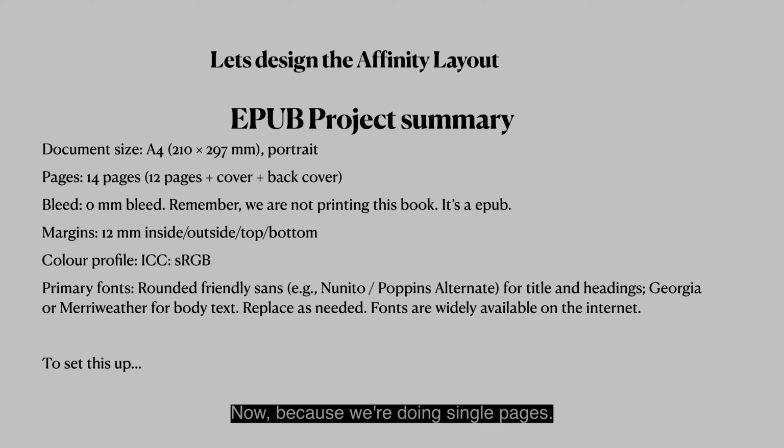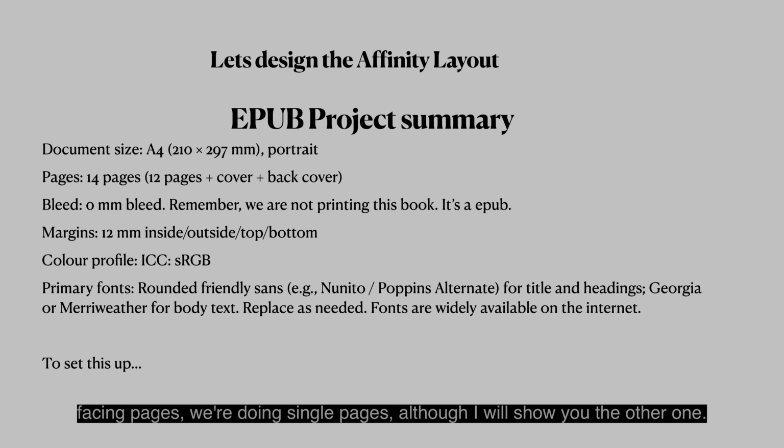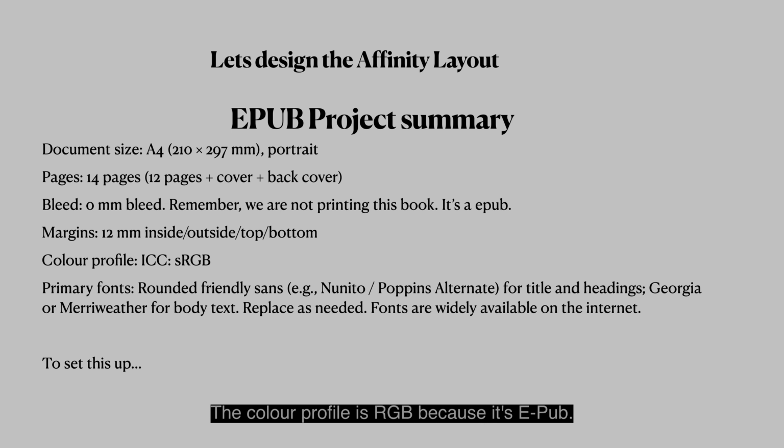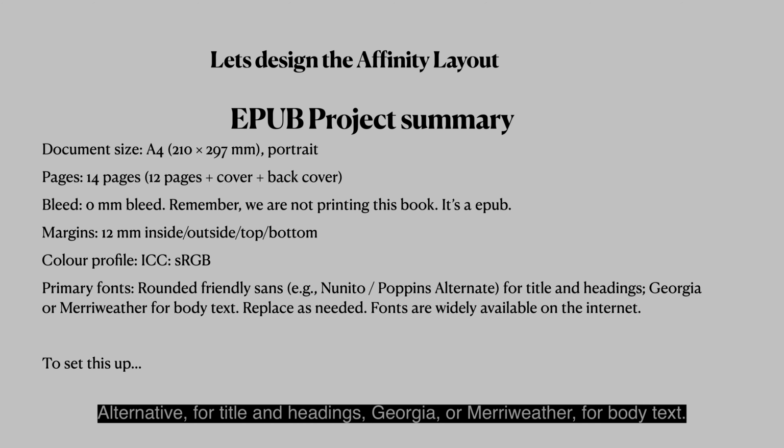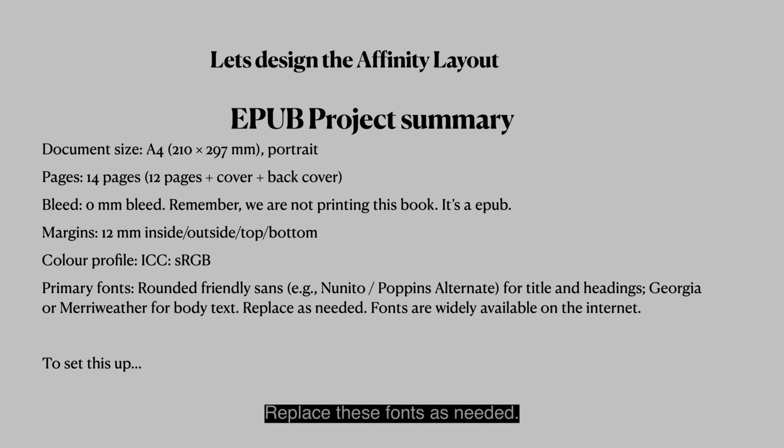Now, because we're doing single pages, we're not doing the spread facing pages, although I will show you the other one. The margins have 12mm inside, outside, top and bottom. The colour profile is RGB because it's EPUB, it's digital. The primary fonts I've used are a rounded friendly sans, Nunito or Poppins alternative for title and headings, Georgia or Merriweather for body text. Replace these fonts as needed. You may have fonts you're more familiar with. Fonts are widely available on the internet.